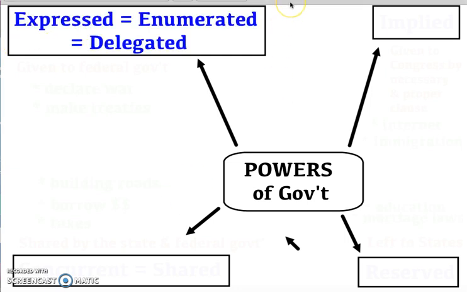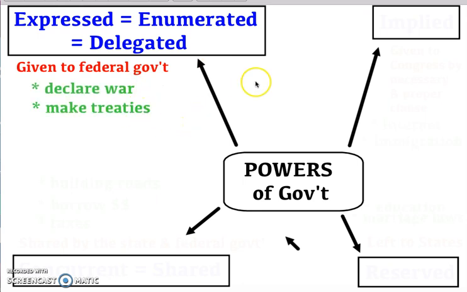And you might hear them called enumerated powers or delegated powers. They're all the same thing, right? Enumerated means like listed. And so these are powers that are actually listed in the Constitution. Basically, they are given to the federal government, usually Congress, okay? So expressed or enumerated powers are powers that are given to the federal government, like the power to declare war, the power to make treaties, the power to print money, anything given to the federal government and listed in the Constitution, okay?